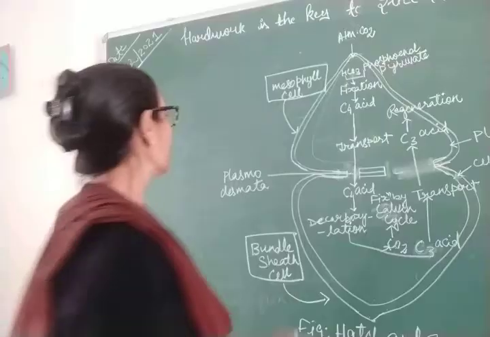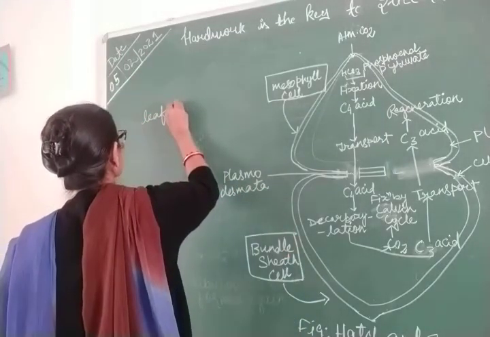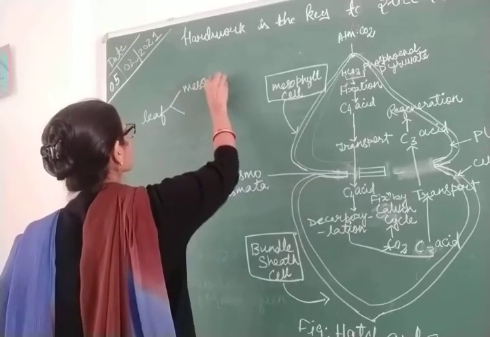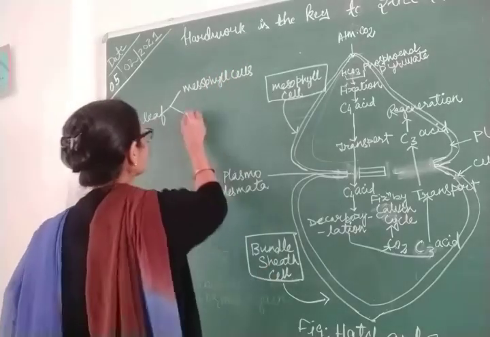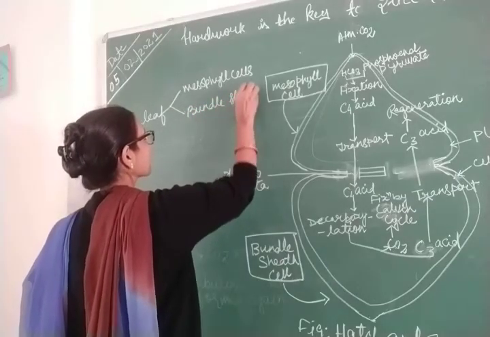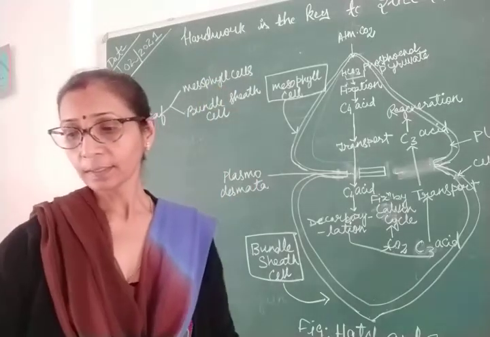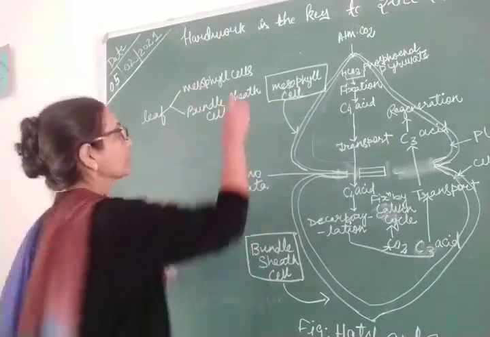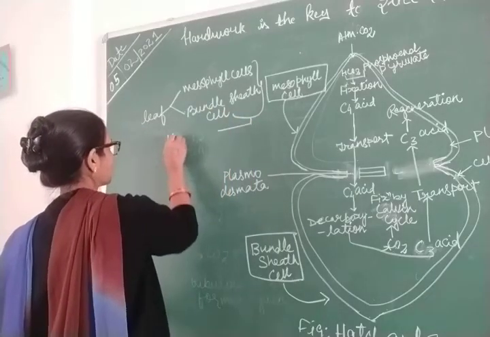The leaf has two types of cells: the mesophyll cells and the bundle sheath cells. Both of them combine to form the Kranz anatomy.